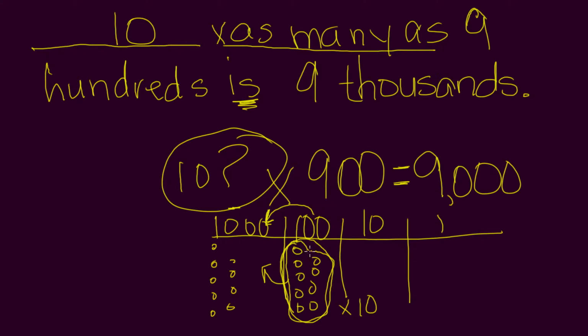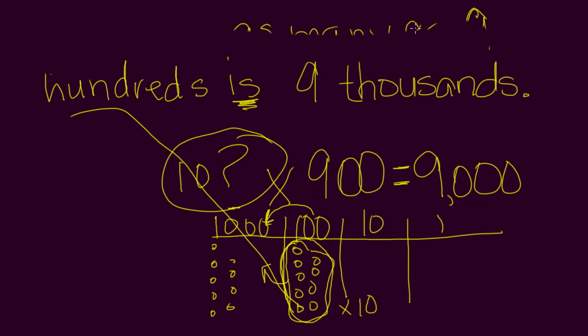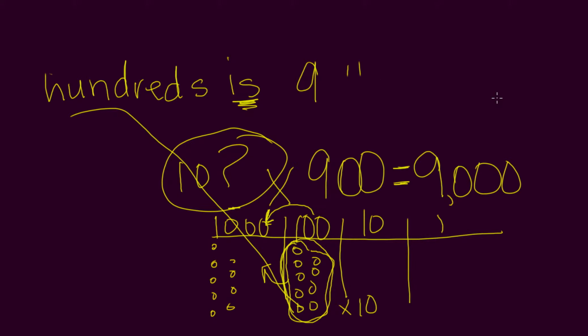So instead of drawing 10 for each one, I just took the whole thing, timesed it by 10, and moved it over. So that would be 9 over here, so 9,000. Okay, so that is part 2, question C. And then there's one more.